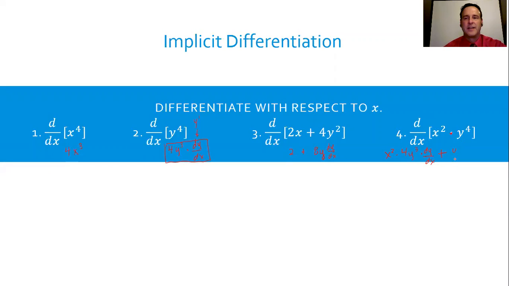Plus the second, times the derivative of the first. And the derivative of the first is 2x, and you can stop there. You are done.